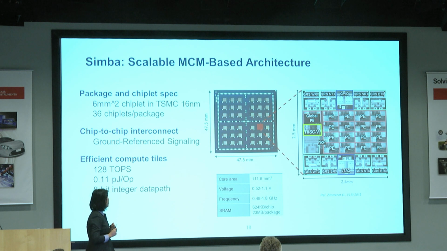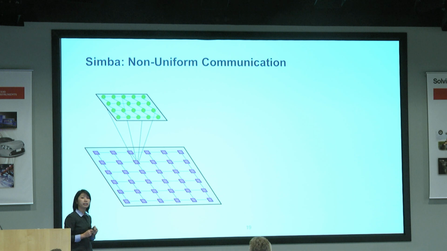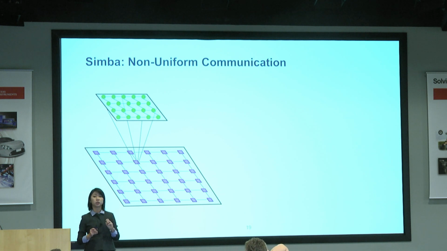If you look at the overall spec of our system, we are able to achieve 128 tera operations per second while only consuming roughly 0.1 picojoules per op. That translates to roughly 10 TOPS per watt for a large system like this. And the math we're doing is 8-bit integer in this case. So for this Simba architecture in today's talk, I'd like to highlight 2 aspects.